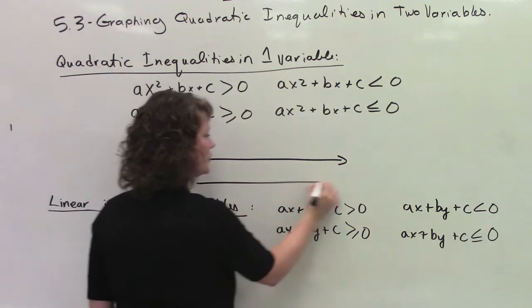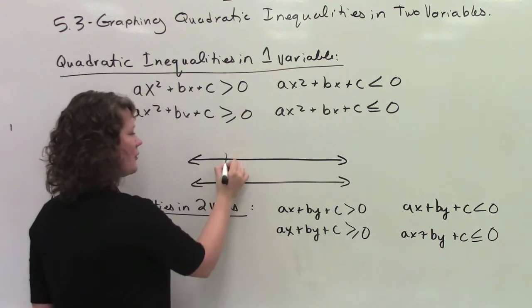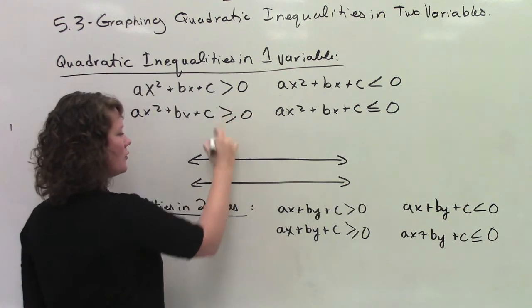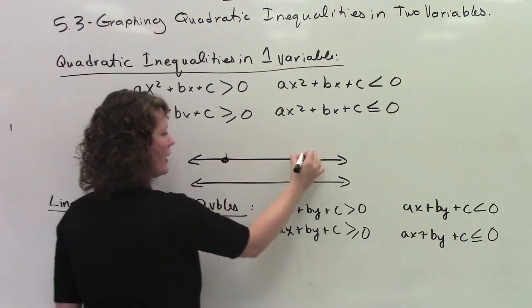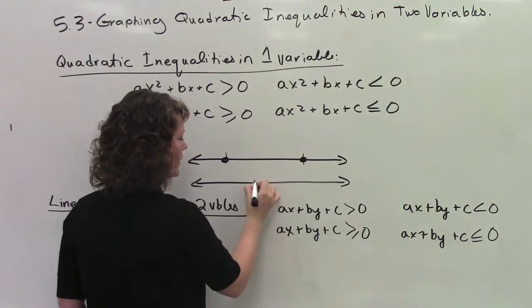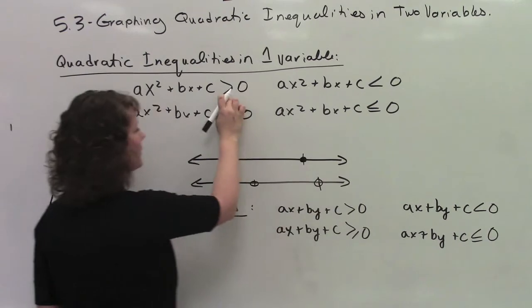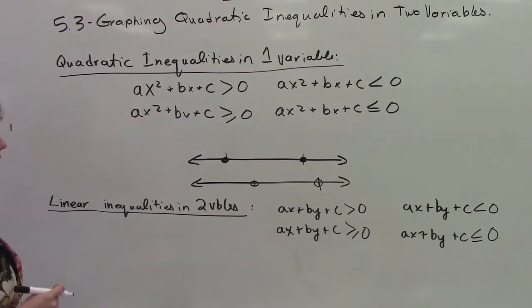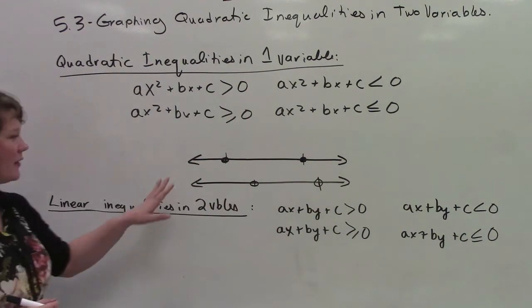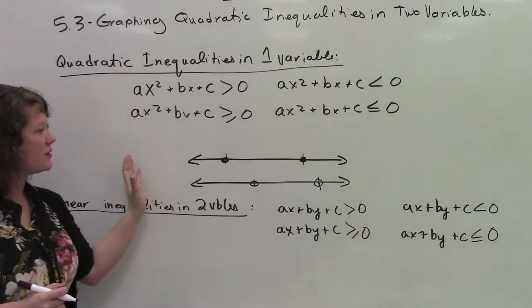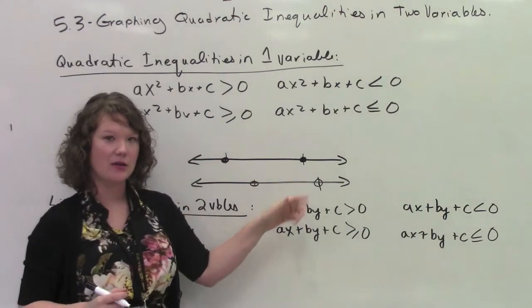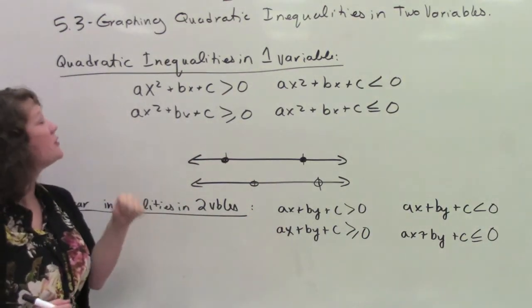So we have two different types of solutions. We have less than or equal to, where we have filled in dots, or we can have open dots, which is just the greater than or less than. If you want a reminder of how to plot these solutions on the number line, you can look back to 5.1.